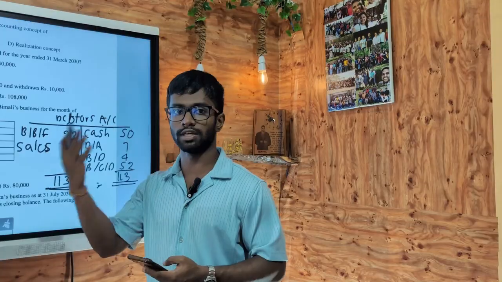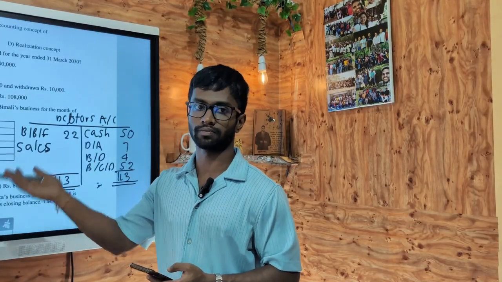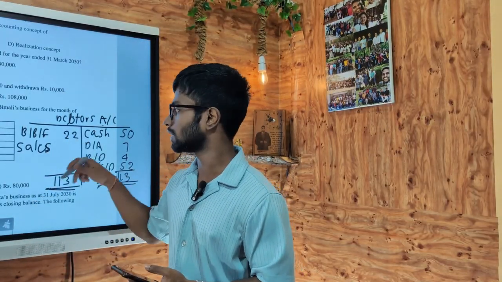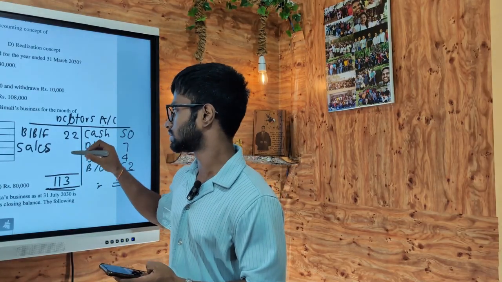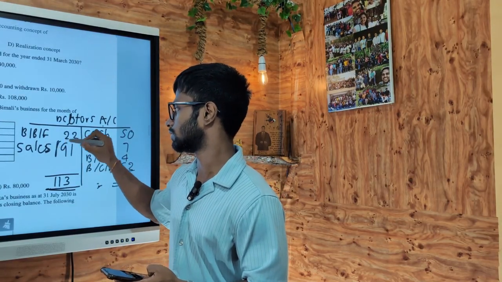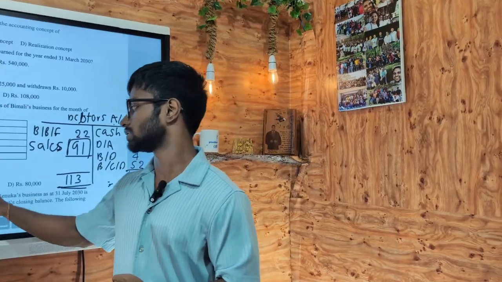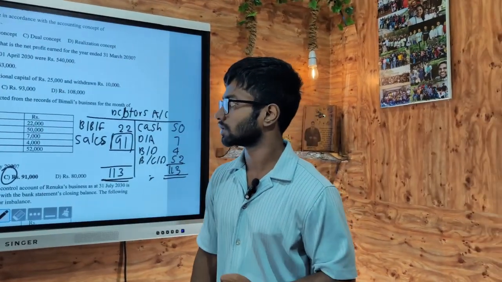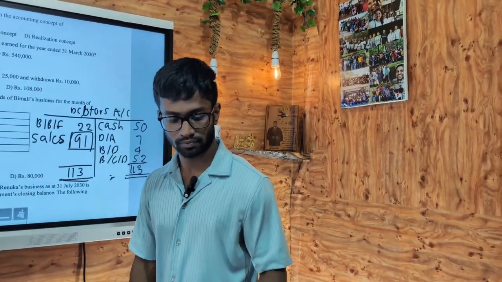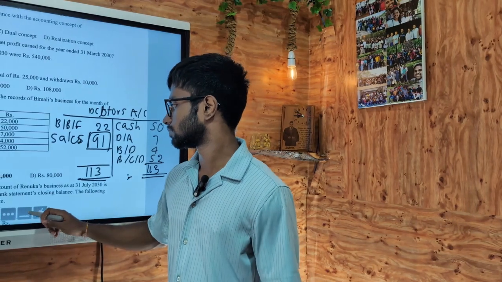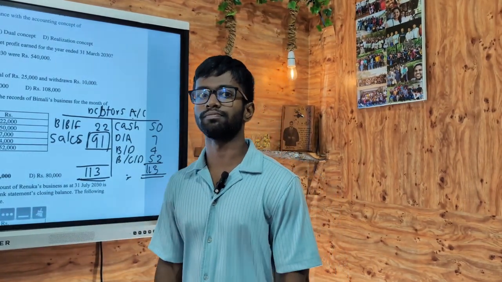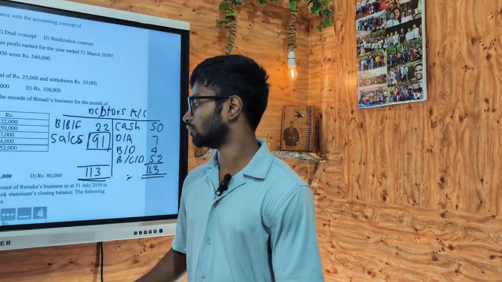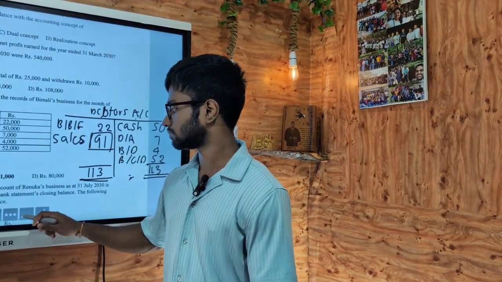So when you do credit sales only, your debtor value will increase, or your asset increases. So that's what we have to find, which is 91,000. So you have the answer, 91,000. So I hope you made a note of this and wrote this down. We can move on to the next question then.